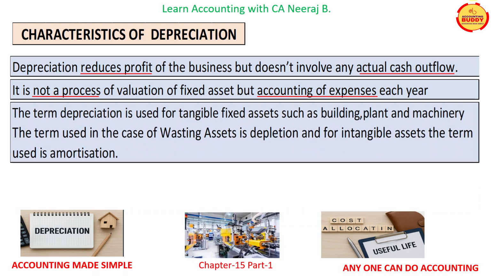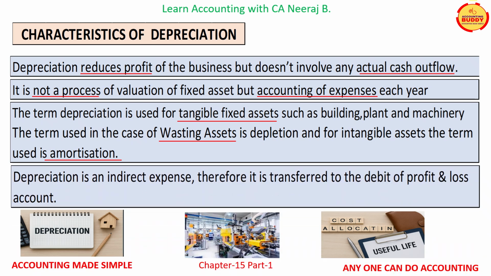The term depreciation is used for tangible fixed assets such as building and plant and machinery. The term used in case of wasting assets is depletion, and for intangible assets the term used is amortization. Depreciation is an indirect expense, therefore it is transferred to the debit of the profit and loss account of the business.